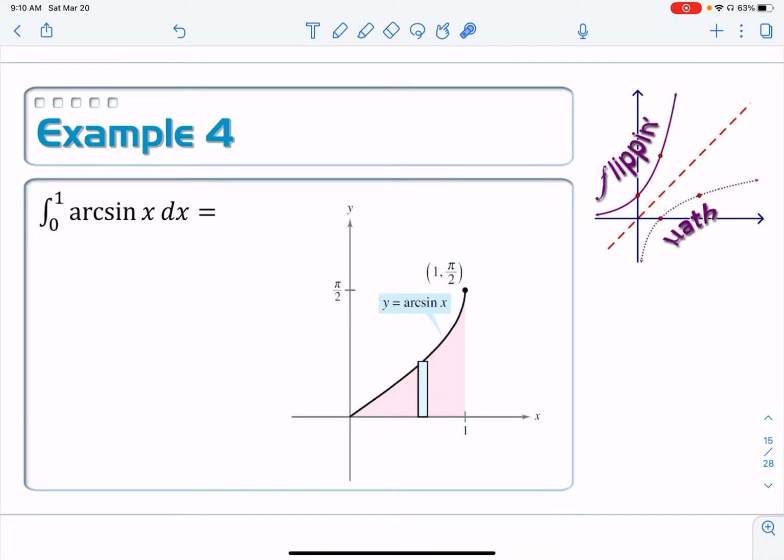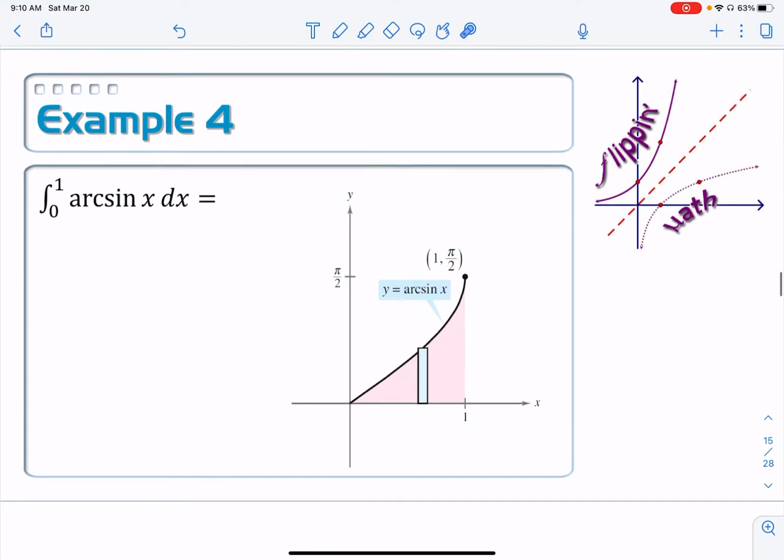All right, so example 4 gives us an area question. We have the definite integral from 0 to 1 of arc sine x with respect to x. And you can see the graph here. We're definitely finding the area underneath the curve.